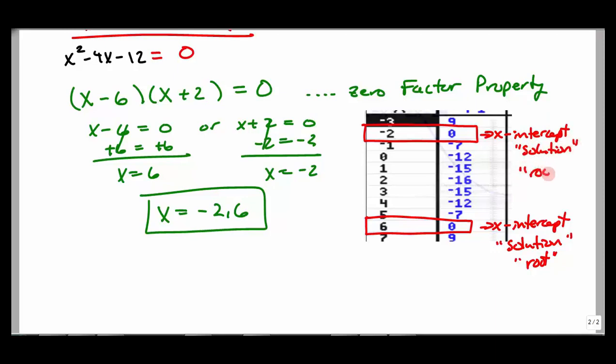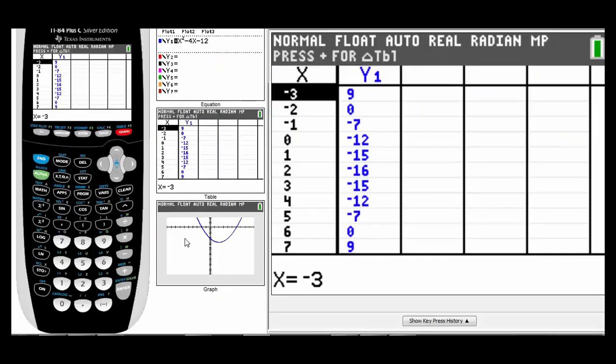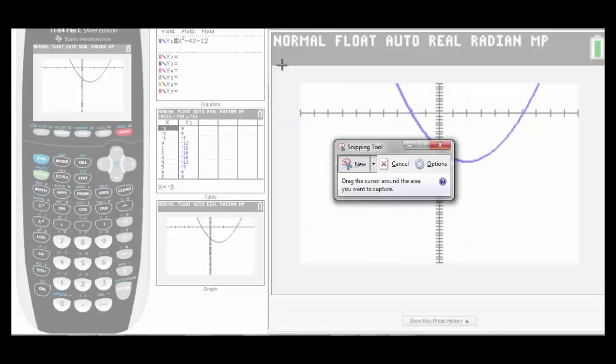Now a lot of times when we're looking at a graph we don't get integer solutions. So far we have, but usually we don't. And so this table sometimes isn't going to help us, but it's always a good thing to check because it'll give you an idea, at least if not exactly what your root is, where your root is located, so you can kind of estimate it. Let's go ahead and graph this as well and pull that into our notes.